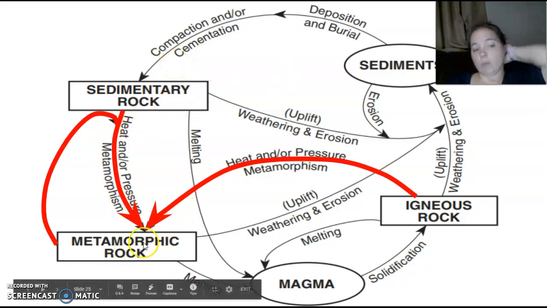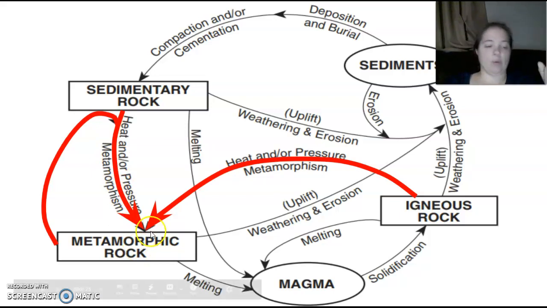Now you're going to metamorphic rock. Look at this, igneous rock, heat and pressure to metamorphic. Sedimentary rock, heat and pressure, metamorphic. And look at this. This is where it's kind of crazy. Metamorphic can go and get more heat and pressure and become even more metamorphic or a different type of metamorphic rock.